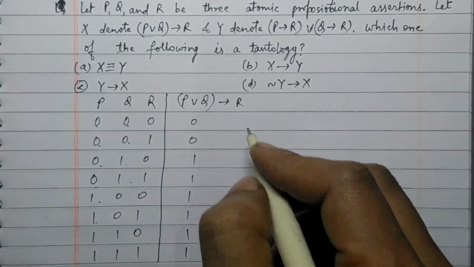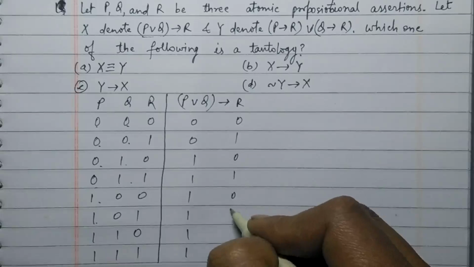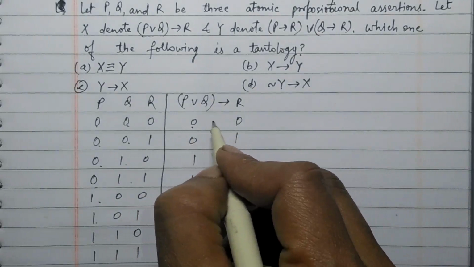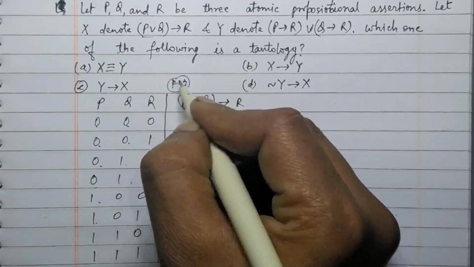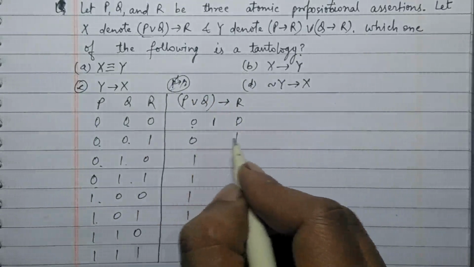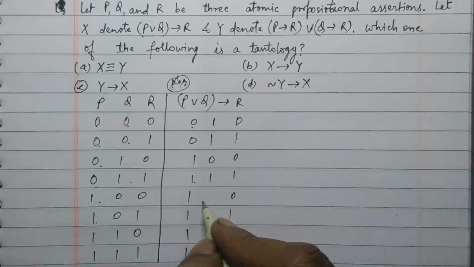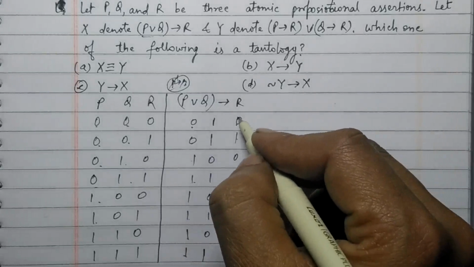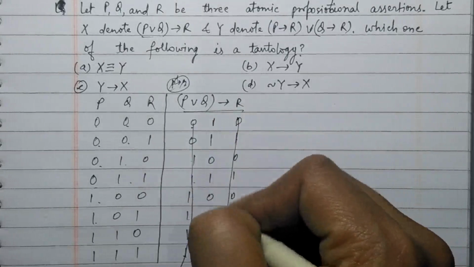Here it is 1, it is 1. Simply we will copy R: 0, 1, 0, 1, 0, 1, 0, 1. Again, 0 implies 0 is 1 according to the truth table of P implies Q. 0, 1 is 1; 1, 0 is 0; 1, 1 is 1. The result is 1, 1, 0, 1, 1, 0, 1, 1. We need to erase this; this is the result of x.